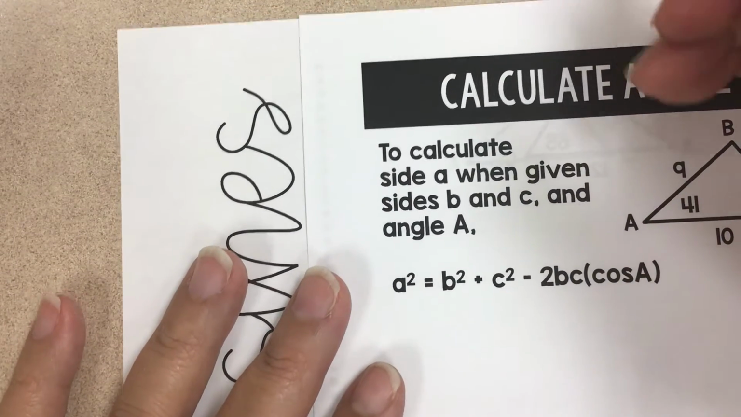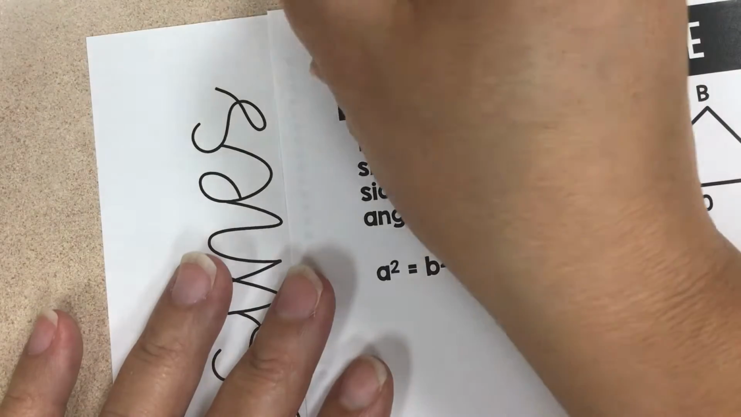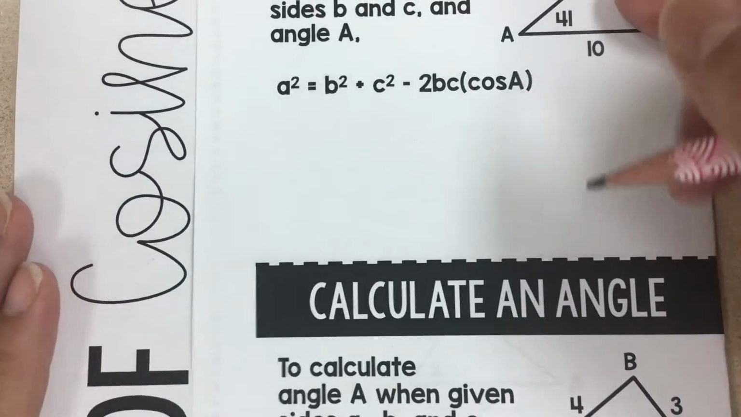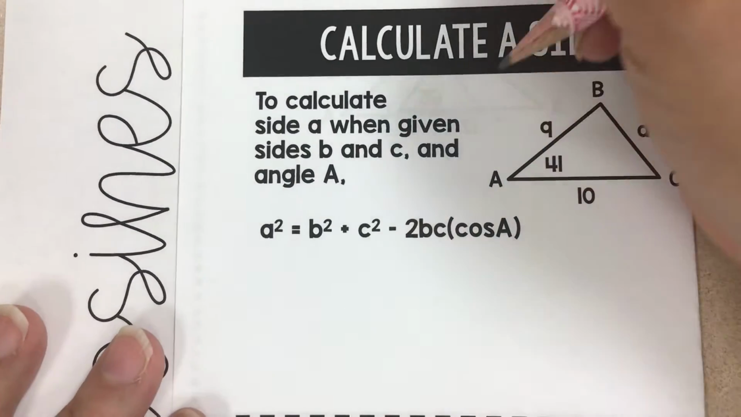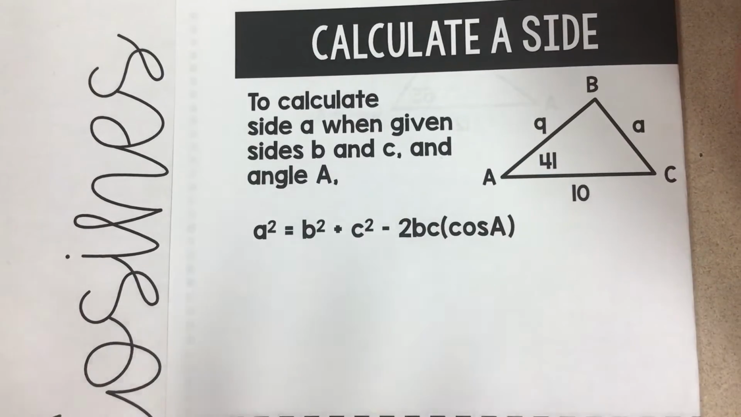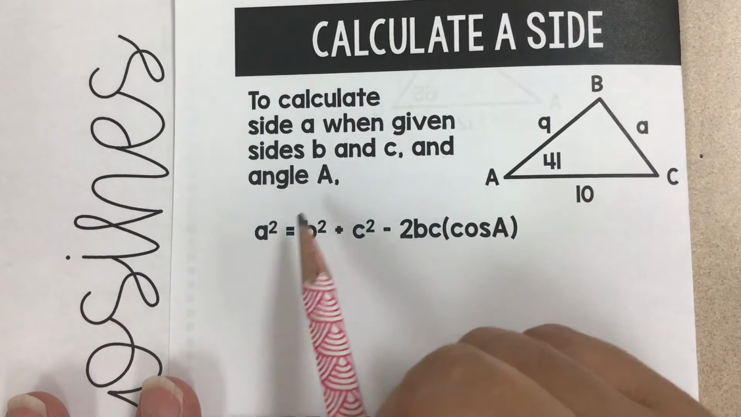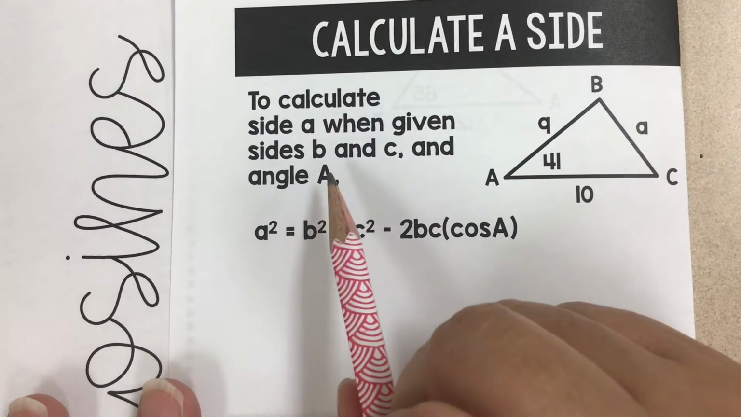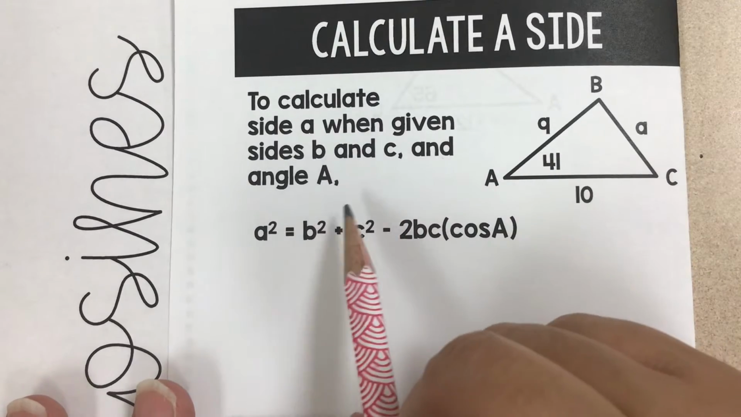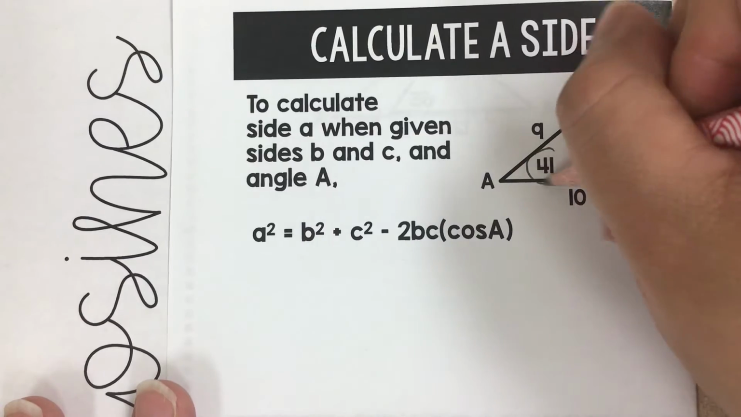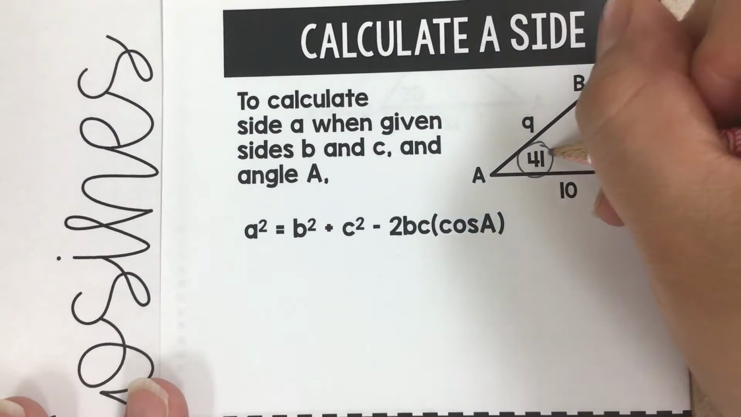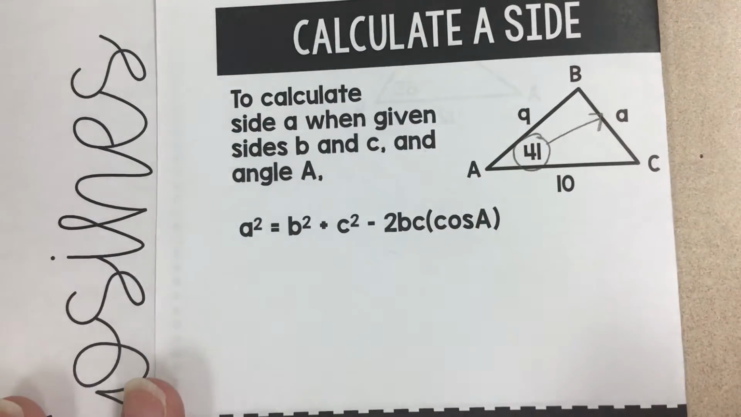This is the foldable 8.6, and it's the law of cosine, the second part of this section. So what we're looking at is the law of cosine, and to calculate a when given b and c and an angle A. So you're given this angle, and what you're looking for is the side opposite.